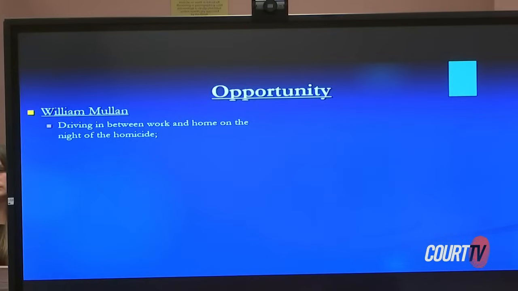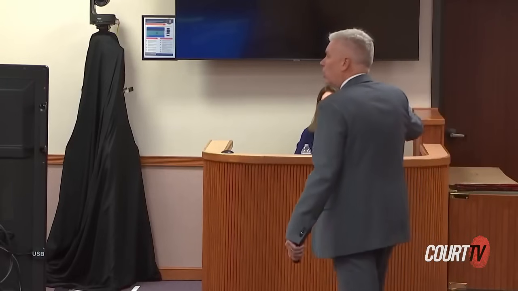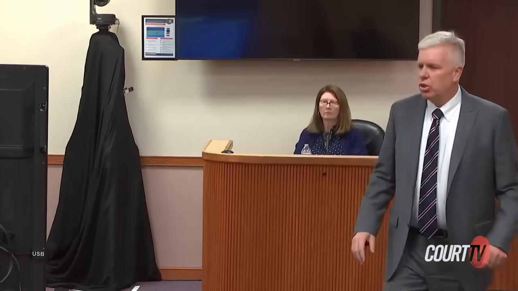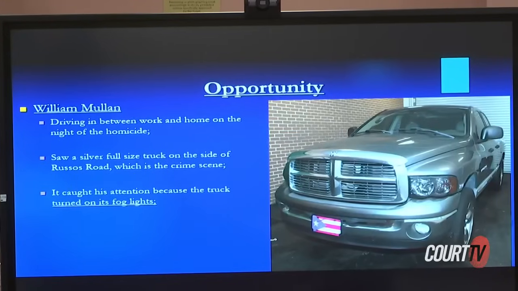Why do I say that? Because what is William Mullen doing? He lives in Vero and he's driving home. He's driving back and forth between home and work on the night of the homicide, August 23rd, 2018. Late at night, he sees a silver full-size truck on Russos Road, which is your crime scene. He has no idea who these people are, but he sees that truck. It caught his attention because the truck turned on its fog lights, and he thought it was odd. That's what he testified.